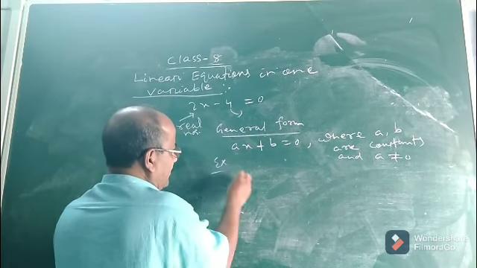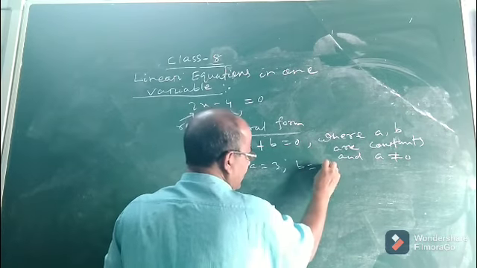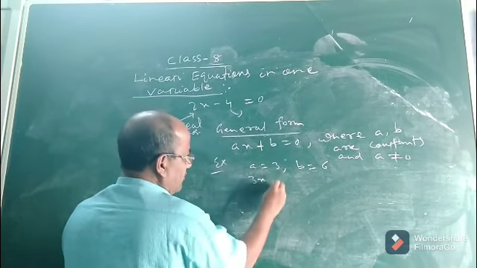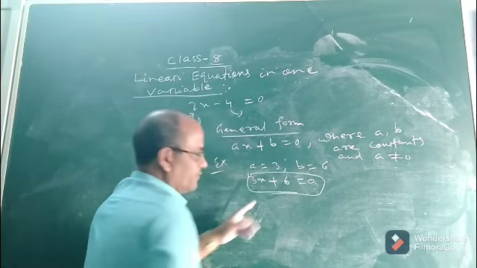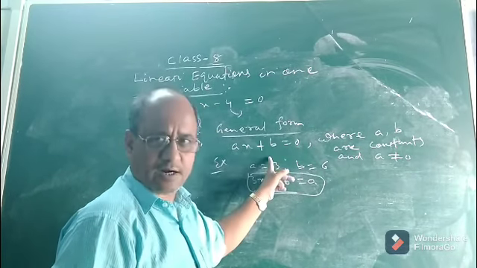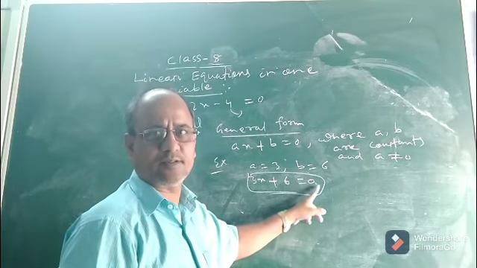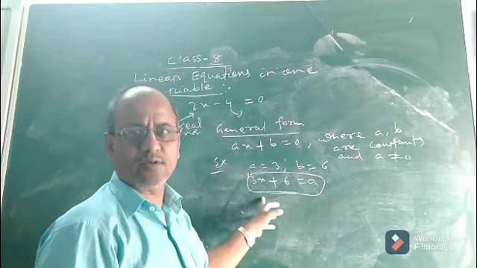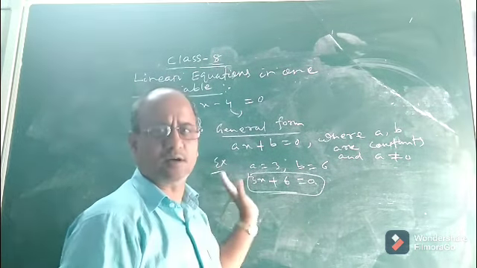For example, I am giving. Suppose a equal to 3, b equal to 6. What will be the linear equation? According to this form, it will be 3x plus 6 equal to 0. If a is 3 and b is 6, as per the standard form of a linear equation in one variable, the equation will be 3x plus 6 equal to 0. And clearly 3x plus 6 equal to 0 is a linear equation because the highest power of x is 1. Okay. So this is the concept.